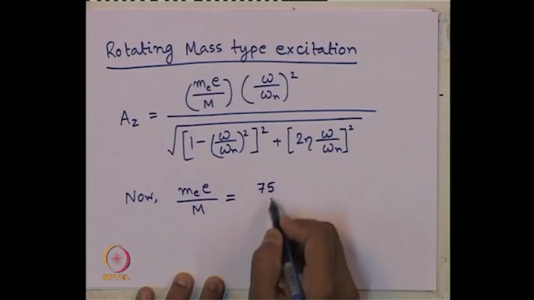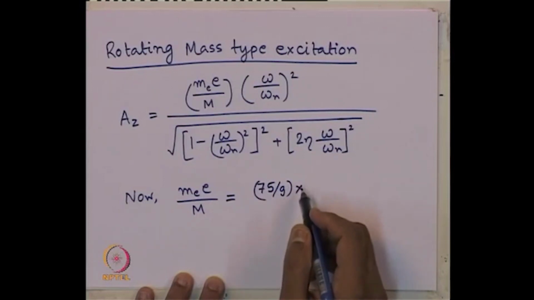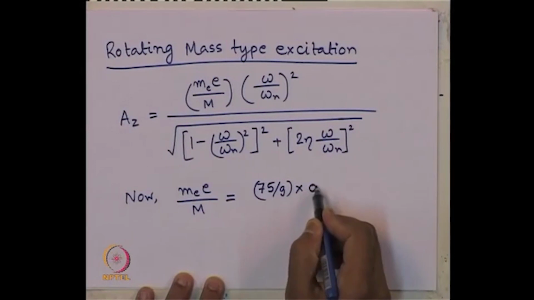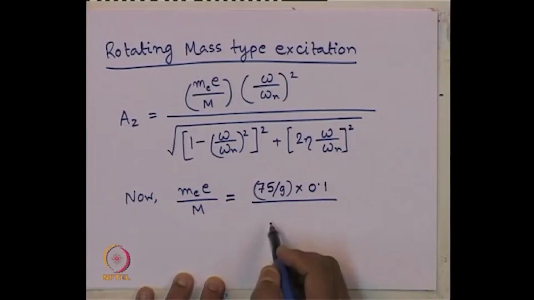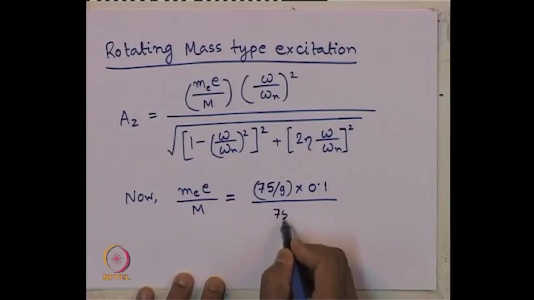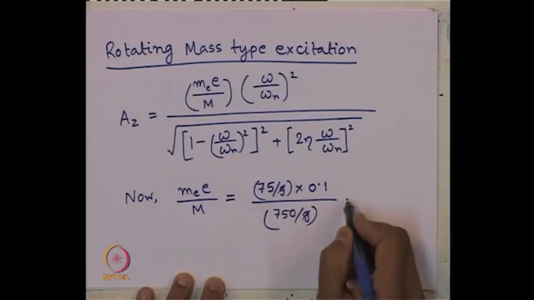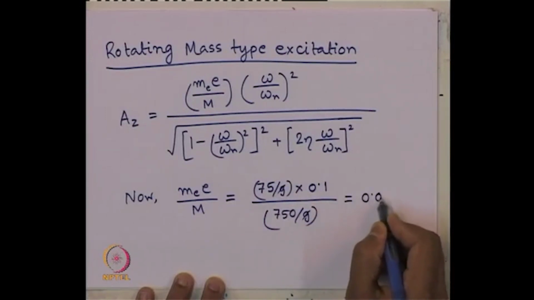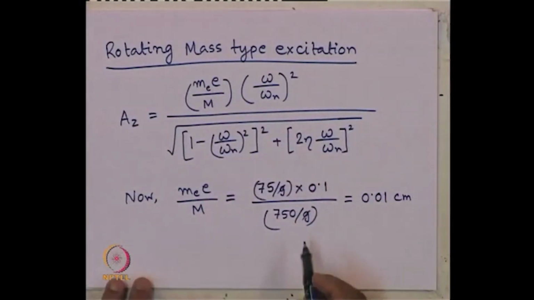75 kg force, that can be divided by g, and eccentricity is 1 millimeter. So, let us first use centimeter for everything, because our previous values of k, q, everything we have used in centimeter. 750 by g. So, it will be 0.01 centimeter, this term. This will remain constant for a particular rotating mass type foundation.